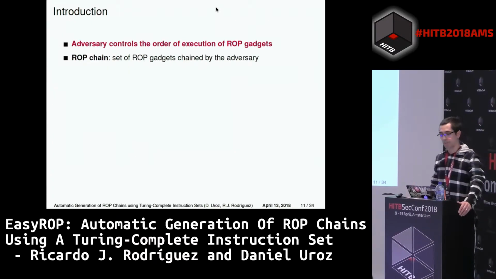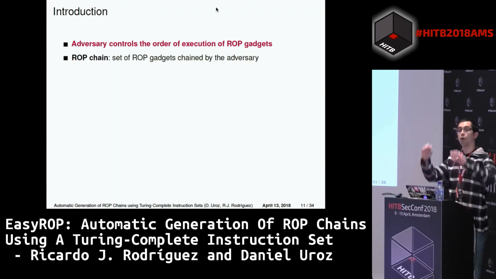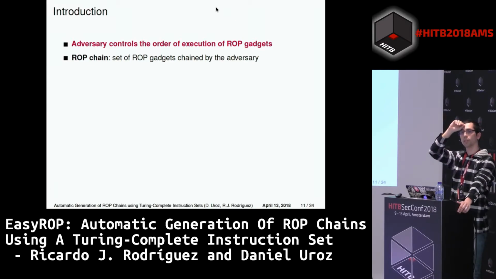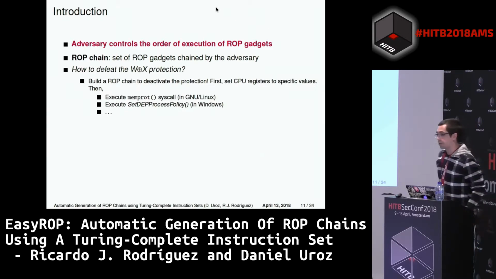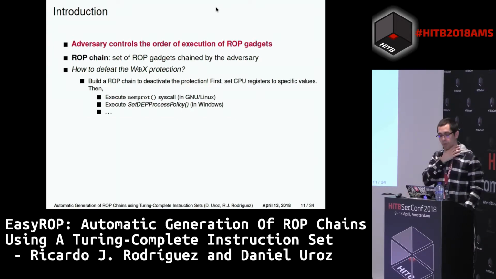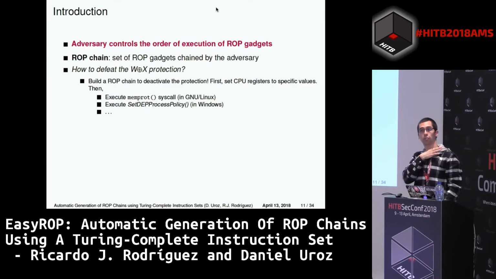So, as I was saying, the adversary will be able to control the order of execution, okay? Because once he sets the ROP gadgets, he can determine the order of execution. So, knowing this, how can we defeat the write-or-execute protection? Well, we can build our ROP chain to deactivate the protection.